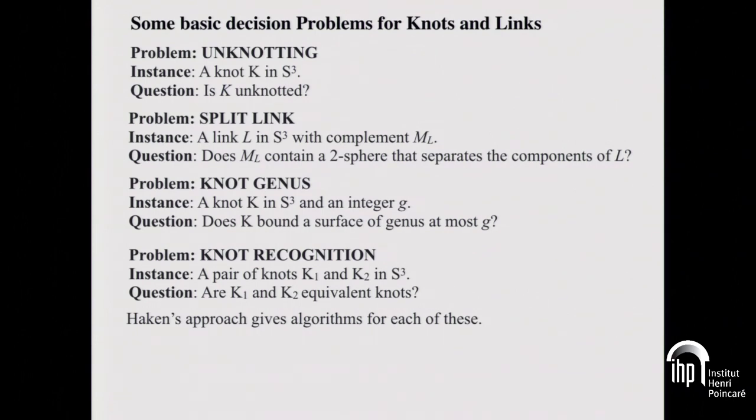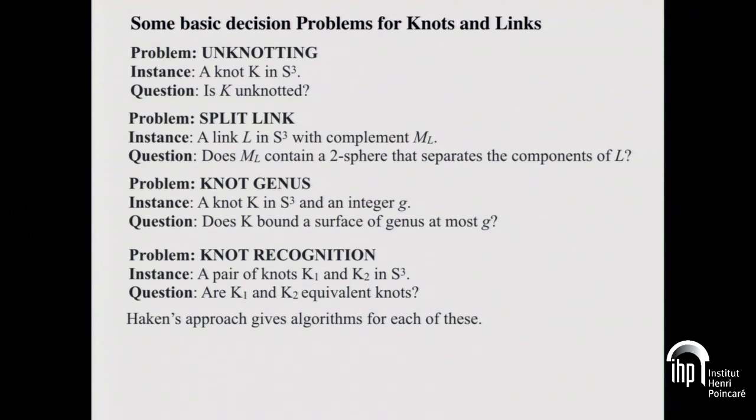For knotting, it's a particular knot, and it'll be described in some way, perhaps as a polygon or as a simplicial complex. It doesn't really matter, because any two concrete descriptions usually will provide a way of going from one to the other. So the particular data structure you use isn't so important. But there will be some way of formulating what a knot is, and that's given as an instance. And then you ask the question, is K unknotted?